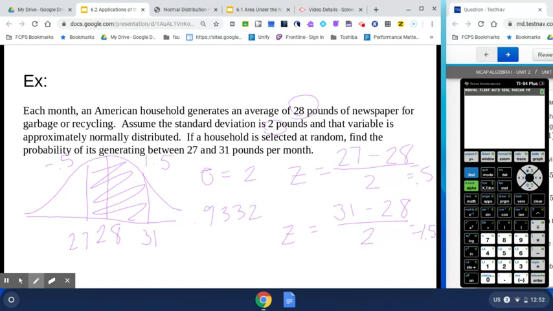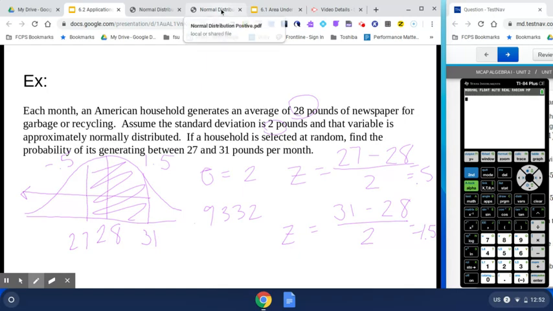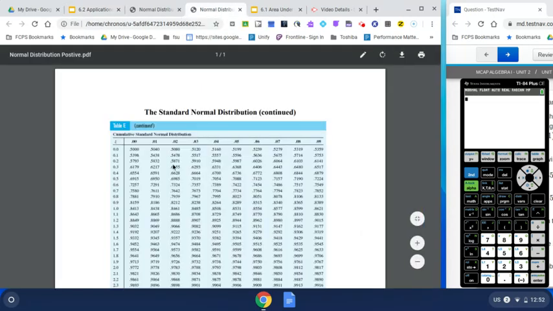That would be from this line of 1.5 the whole way down to that left tail region. Okay, and now we're going to look at the negative distribution for negative 0.5.